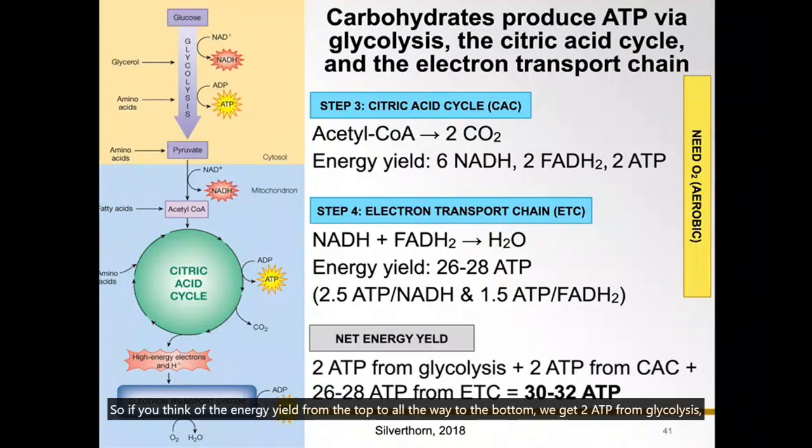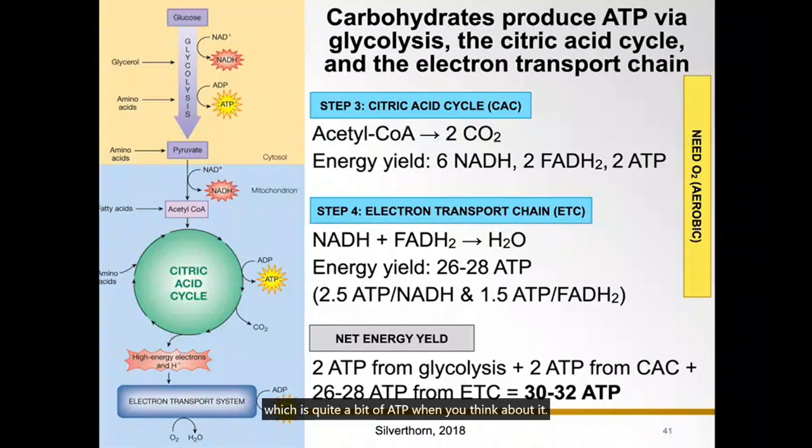So if you think of the energy yield from the top all the way to the bottom, we get 2 ATP from glycolysis, we get 2 ATP from the citric acid cycle, and then we get 26 to 28 ATP from the electron transport chain. When we add them all up, for 1 molecule of glucose that goes through the entire process, we can get 30 to 32 molecules of ATP, which is quite a bit of ATP when you think about it.